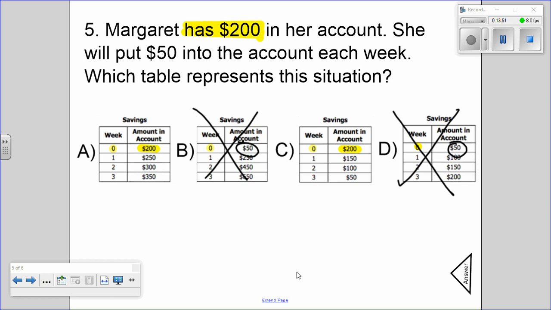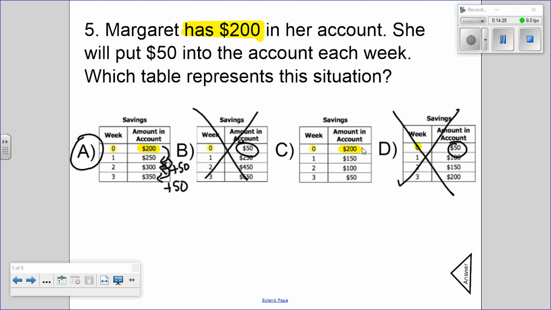Now it says she will put $50 into the account each week. So each week, Margaret is going to add another $50 into her account. So each week, we should see the money in her account increasing or going up by $50. So looking at table A, we go from 200 to 250. Well, that's plus 50. And then from 250 to 300, that's also plus 50. And from 300 to 350, that's also plus 50. So table A shows that Margaret started with $200 and added $50 to her account every week.